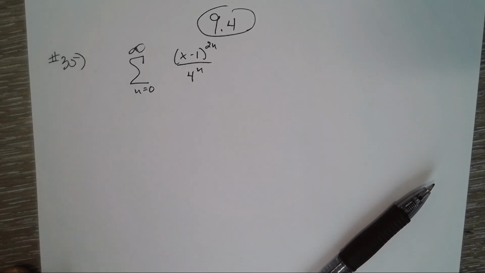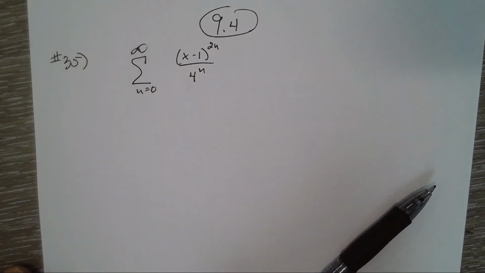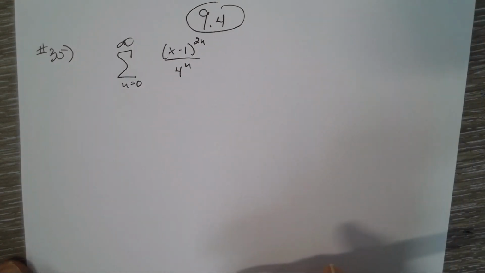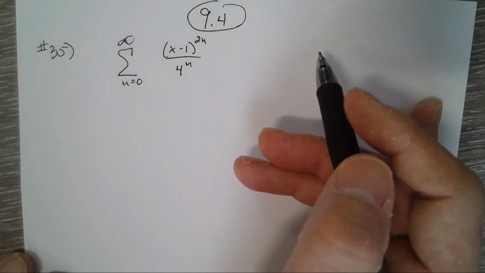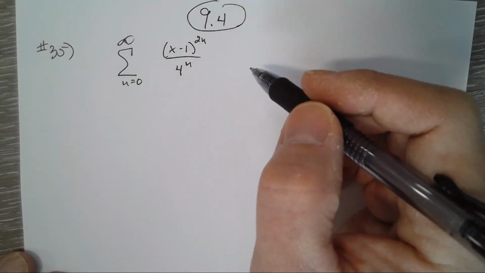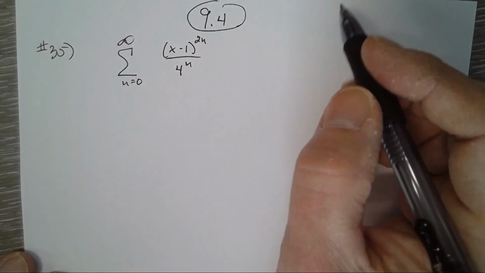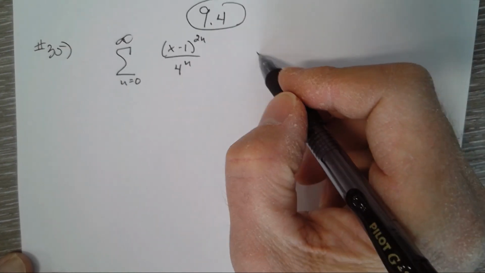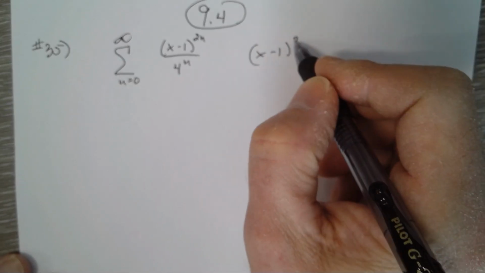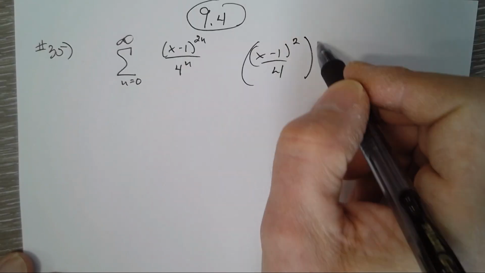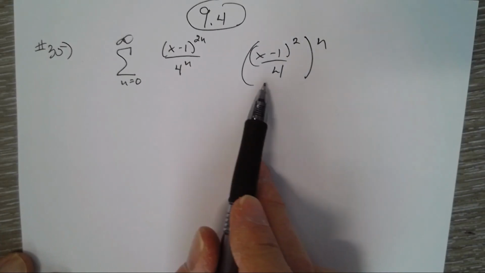9.4, number 35, we're asked to do two things: find the interval of convergence, and then write the sum of the series as a function of x. So where does it converge? Well, we know it converges as long as whatever your r is between -1 and 1. So our r is whatever is being taken to the nth power. So this right here is your r.